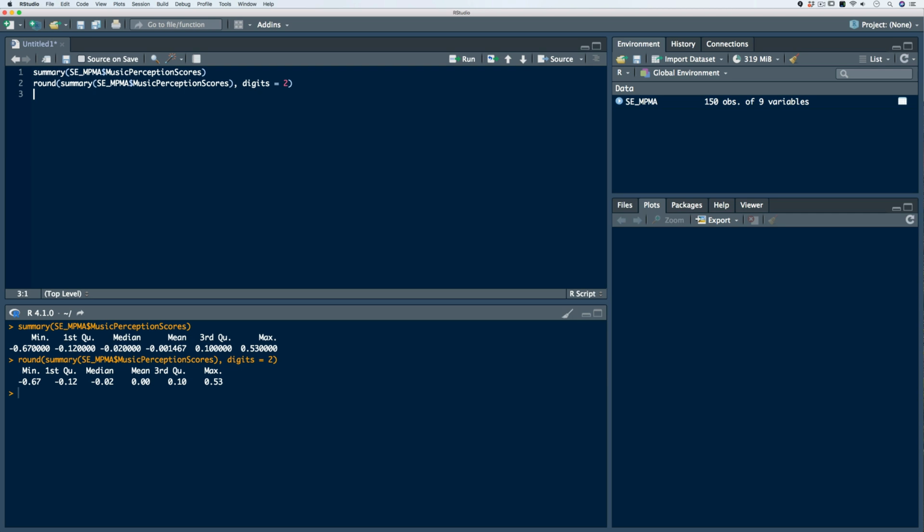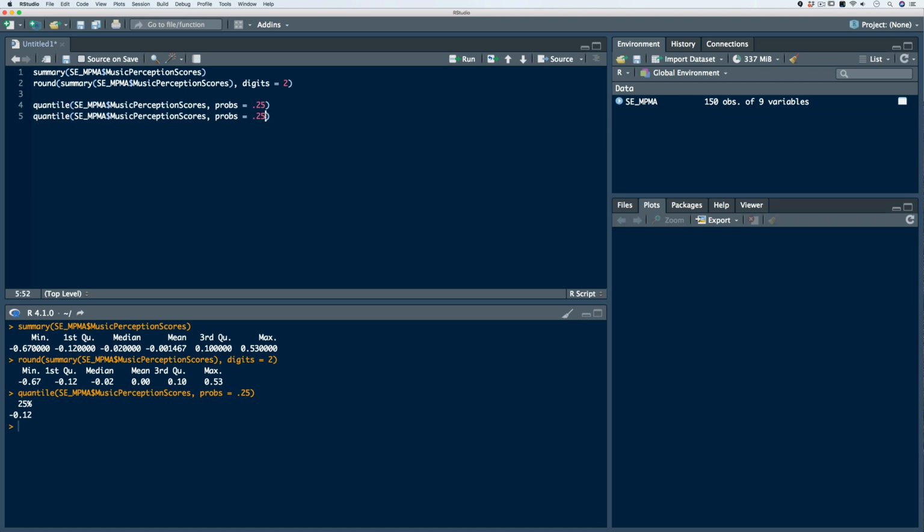Now we can identify the quantiles of any given distribution by using the quantile function. So the first thing we want to do is pass in the variable that we're interested in. So again, let's use the music perception scores variable. And then we're going to use the argument probs. So for instance, if we take a look at our first quartile, which is also equal to our 25th quantile, note we need to specify our quantile as a decimal. And we see we get the value of negative 0.12, which is also equal to the first quartile.